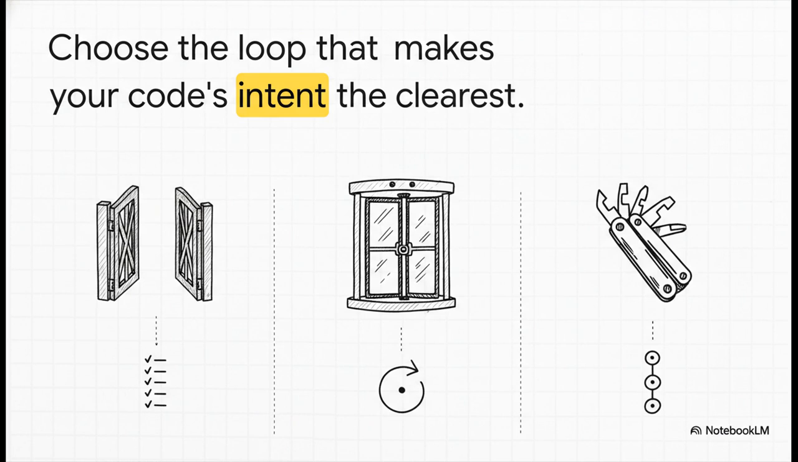So here's the real takeaway. A lot of the time, you could probably make any of these loops work, but that's not the point. The goal is to write code that's easy to read and understand, so you should always choose the loop that makes your intention as clear as possible.